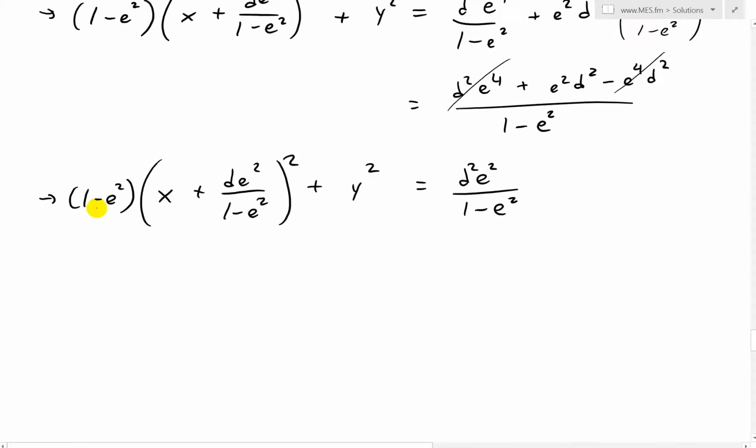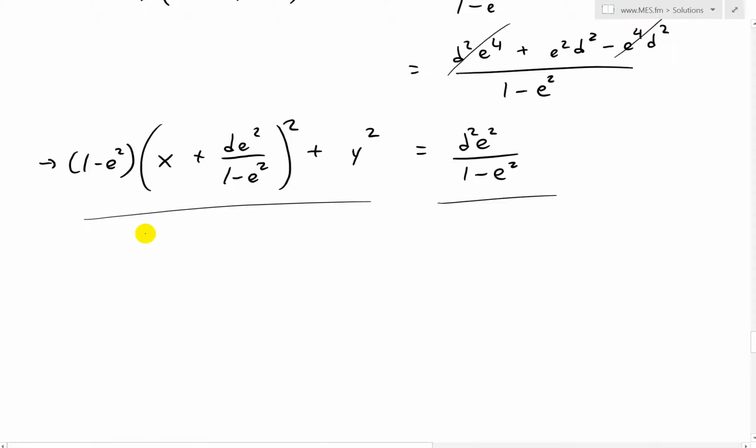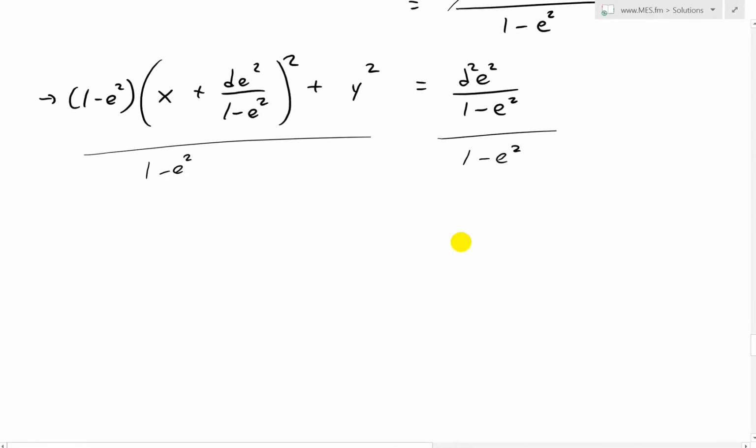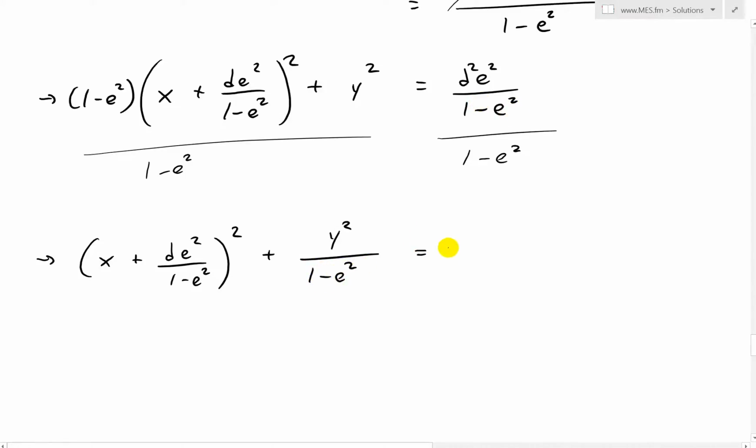And now what I want to do is get rid of this one, so I'm going to divide everything by 1 minus e squared. I just want to make this into the regular conic formula, for an ellipse or hyperbola. So we now divide both sides by 1 minus e squared over 1 minus e squared, so then this would cancel. So we're left with x plus d e squared over 1 minus e squared, all squared, plus y squared, and then we have this 1 minus e squared, like that. And on this right side, this is just a power of 2. So now we have d squared e squared, and then we have 1 minus e squared.